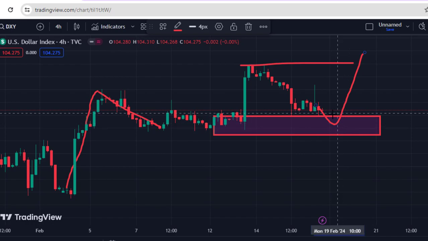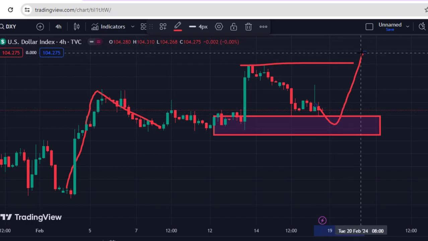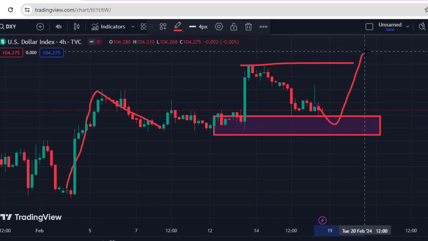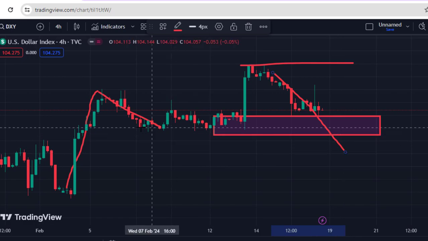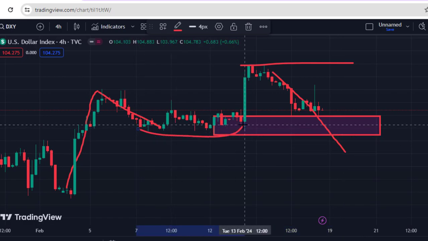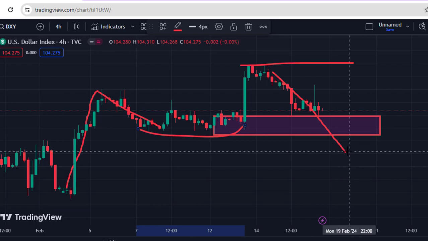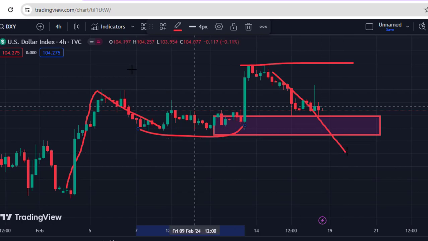If the market comes here and we see some bullish momentum to the upside, creating a new high, that means the market has strength to move to the upside. But if you see the market come back down and create a new low, lower than the previous low at this point of support, then it means the dollar is going to be weak from that time onward. So this is what you need to note on the DXY. If you are trading the major pairs, this is very important.